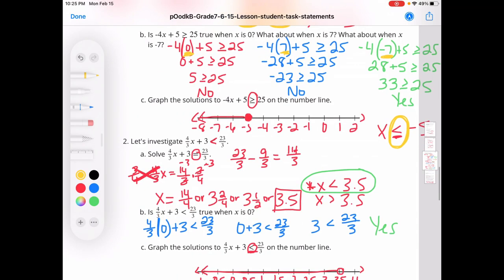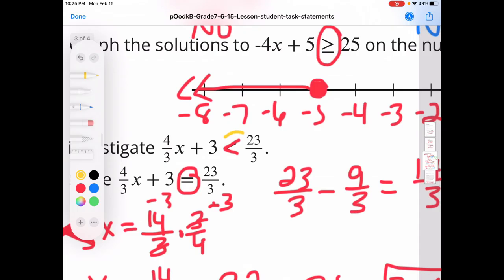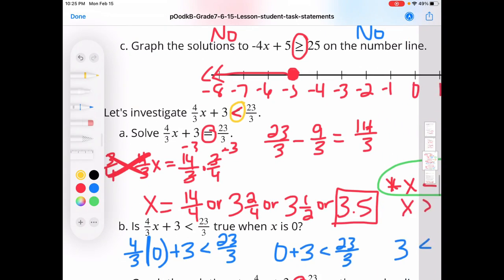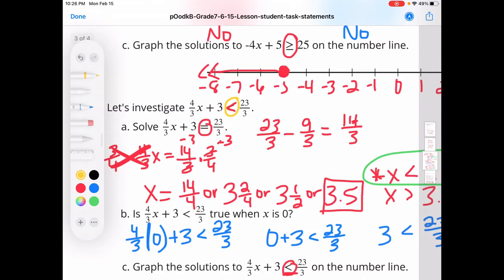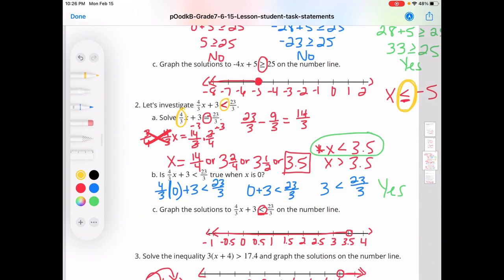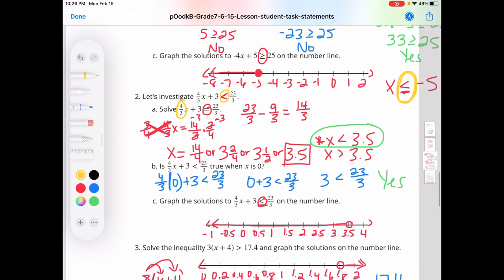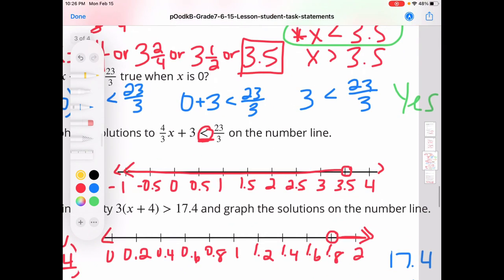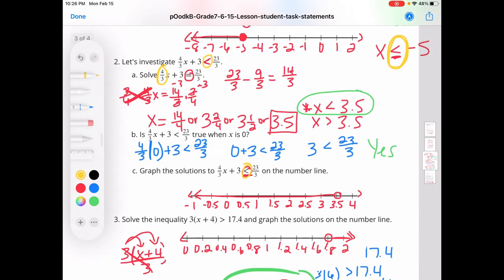And then on number 2, it was originally less than. We were working with a positive number here. So since it was positive and I didn't need to multiply or divide by a negative number, then my solution stayed facing the same direction. It did not change.